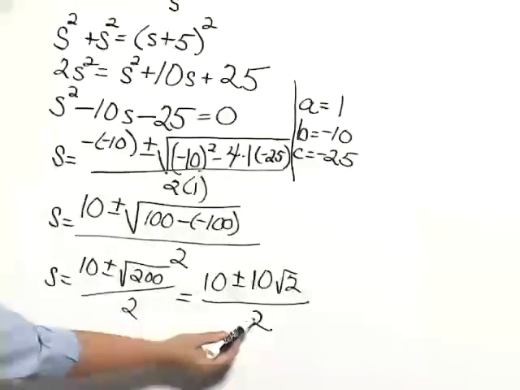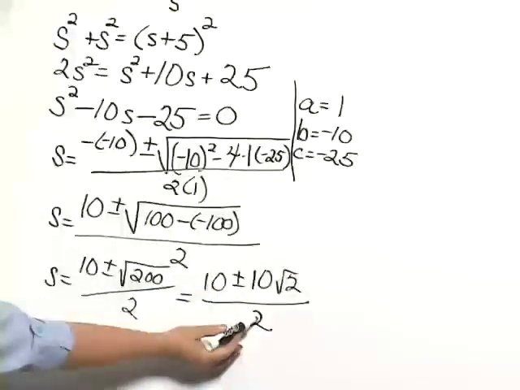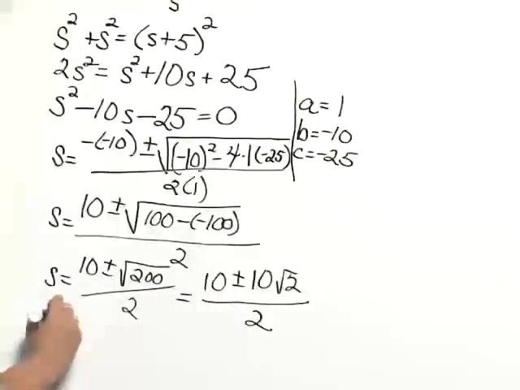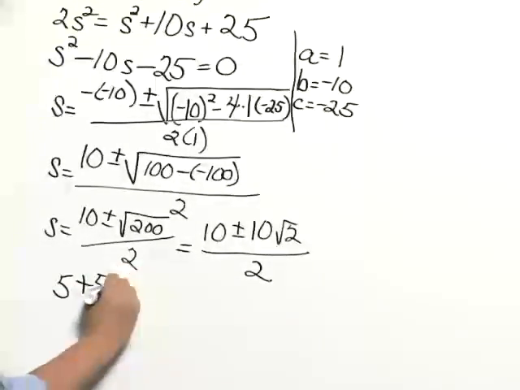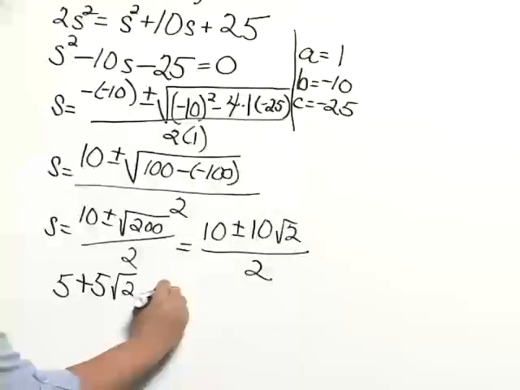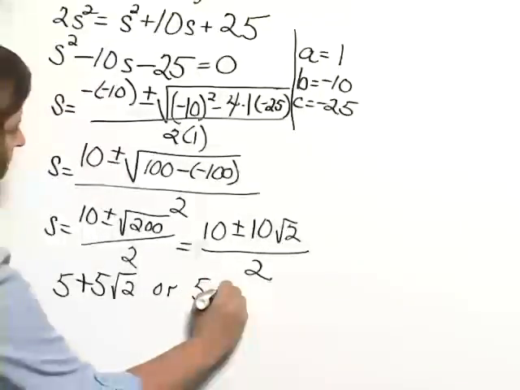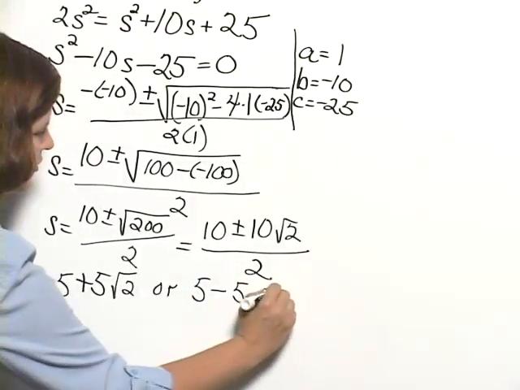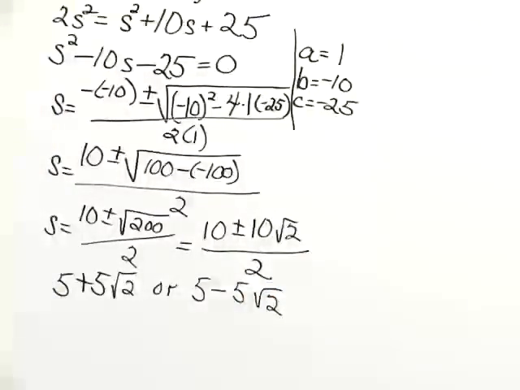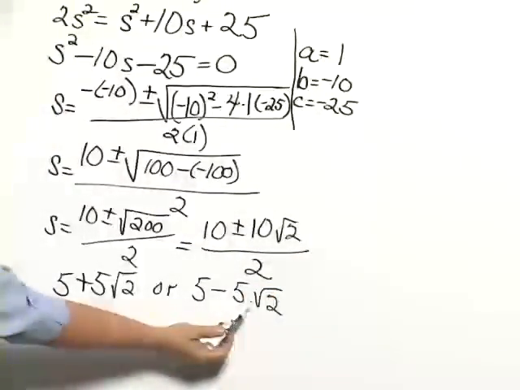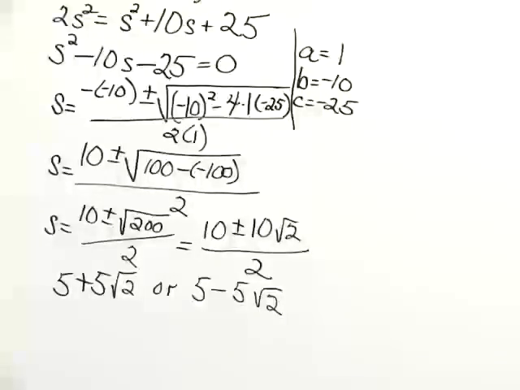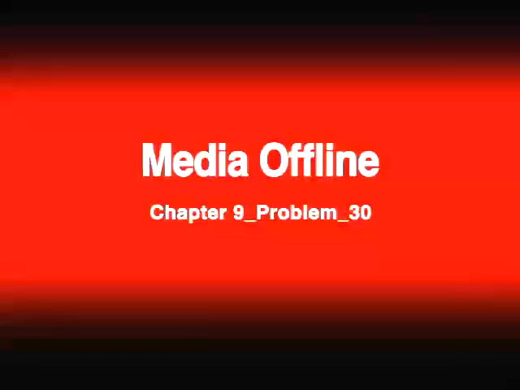We can divide 10 by 2 and 10 by 2 to give us 5 plus 5 square root of 2, or 5 minus 5 square root of 2. Now it turns out that 5 minus 5 times the square root of 2 is a negative number, and in this case we can't have a negative side of a square. So 5 plus 5 times the square root of 2 will be the side of the square.